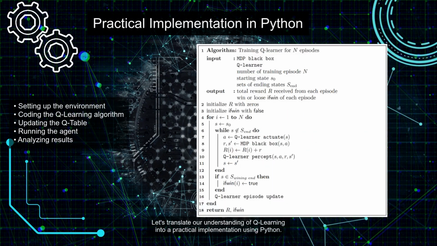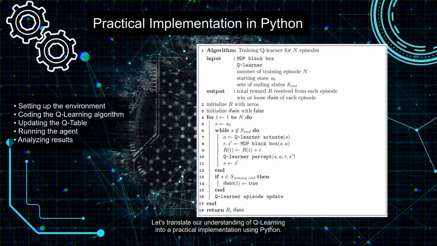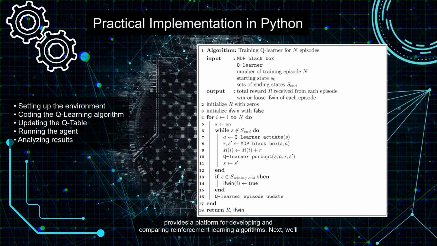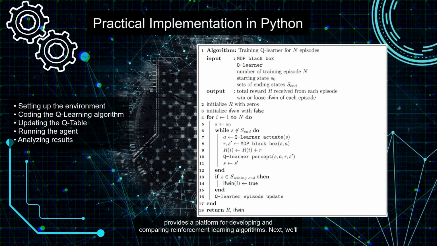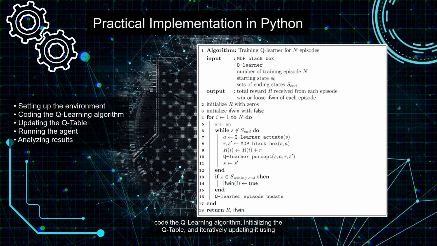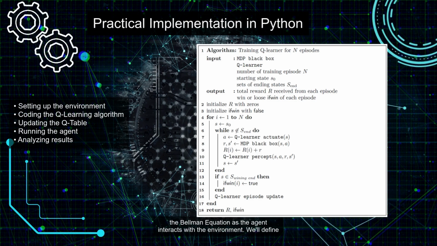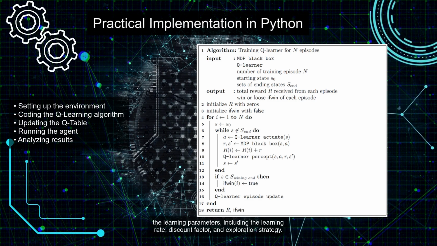Let's translate our understanding of Q learning into a practical implementation using Python. We'll start by setting up an environment, such as OpenAI's Gym, which provides a platform for developing and comparing reinforcement learning algorithms. Next, we'll code the Q learning algorithm, initializing the Q table, and iteratively updating it using the Bellman equation as the agent interacts with the environment.